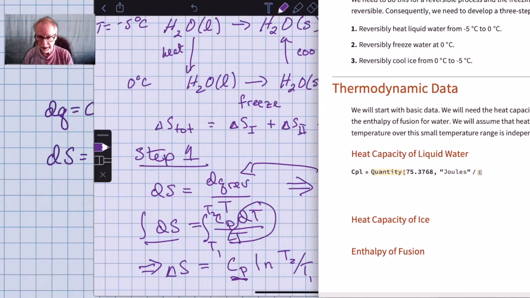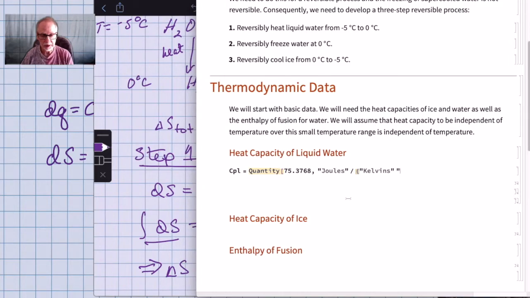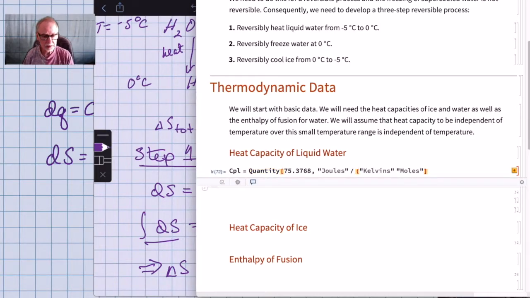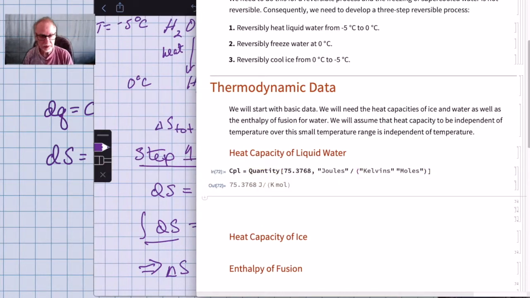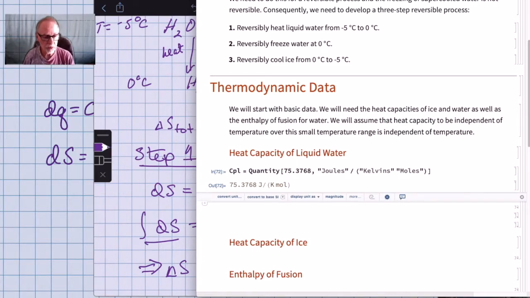Divide by, and I'm going to enter kelvins, and there it's guessed, so enter, times moles, and we're enclosing these in quotation marks. Let me slide this over a little bit so I don't run out of space. All right, moles, enter, close bracket, shift enter. Oops, I forgot parentheses here. There we go. And that's what I've got. So there is my value for the heat capacity for liquid water.